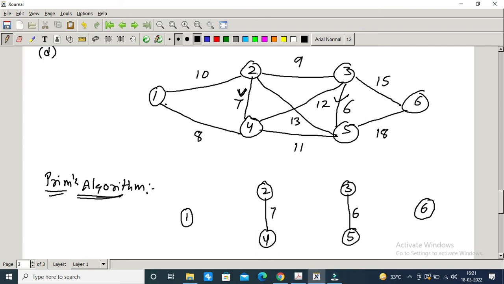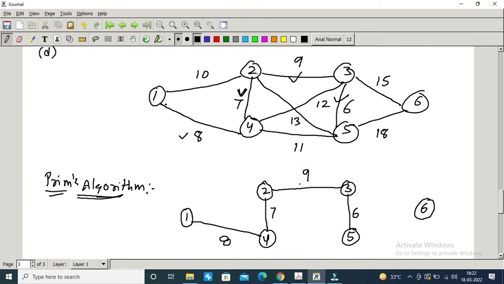So we have covered 4 vertices, right? Still 2 vertices are left. Okay, now the next edge will be this 1 and 4, because 8 is the minimum weight of the remaining edges. So we will connect 1 to 4 like this, right? Now the minimum weight is 9, right? So we pick this, 2 to 3. So this is 9.